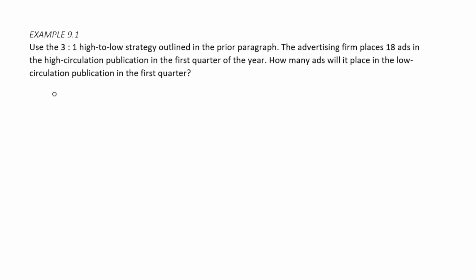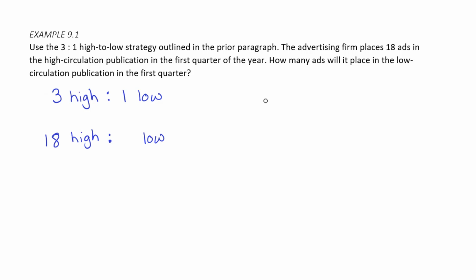So this firm is going to place 3 ads in the high circulation publication for every 1 ad that it places in the low circulation publication. We are told that in the first quarter, they placed 18 ads in the high circulation publication. So I'm going to write that over here on the high circulation side. How do we figure out how many ads that is in the low circulation publication using our 3-to-1 ratio?